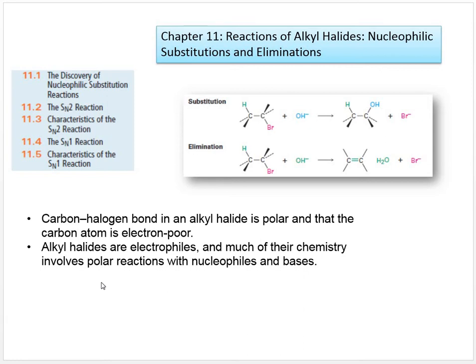So let's start. A carbon halogen bond in an alkyl halide is polar because of the electronegativity difference between the halide and the carbon. And halides are more electronegative. For that reason, carbons will be electron poor and halides will be electron rich. And alkyl halides will be electrophiles because of the electron poor carbon nature. And that's the reason why a variety of nucleophiles can attach themselves to alkyl halides and a substitution reaction can happen.